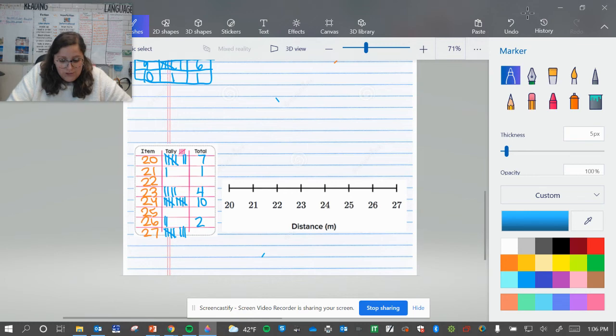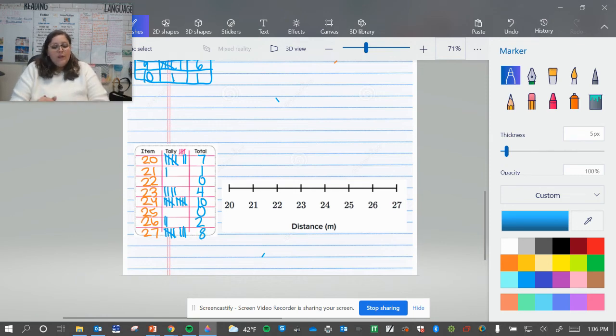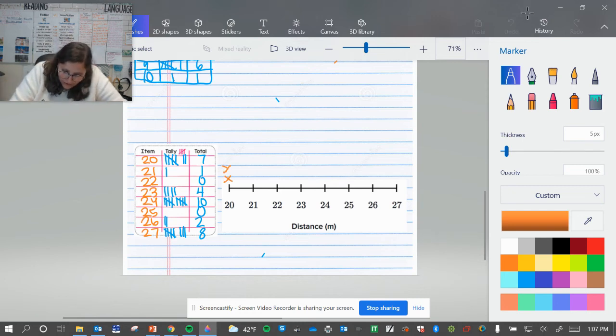What do I put for totals for 22 and 25? Zeros. And then don't forget to put your 8 right here, sorry. Now I'm going to use the information from my tally chart to make my line plot, okay? So looking at this, how many X's should I put on 20? 7. 1, 2, 3, 4, 5, 6, 7. Do you notice how they're going straight up? I'm not doing this. No, we don't want that. Okay.